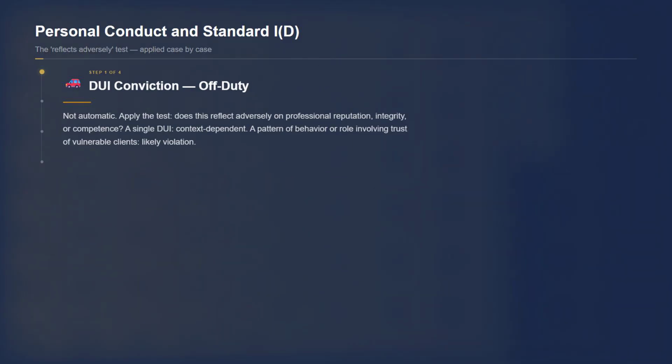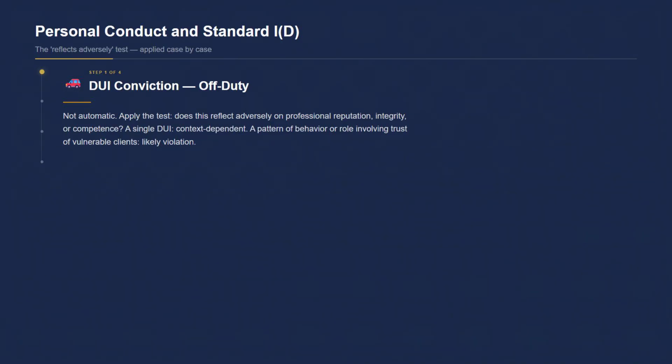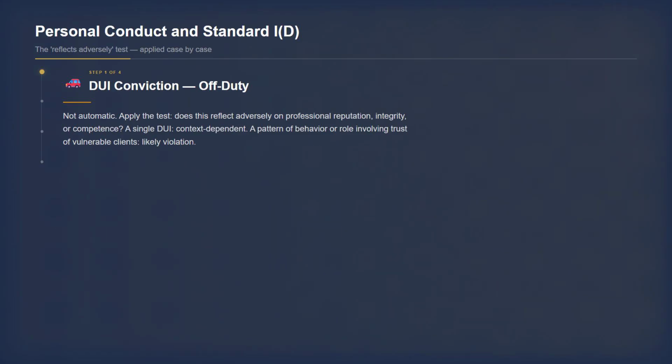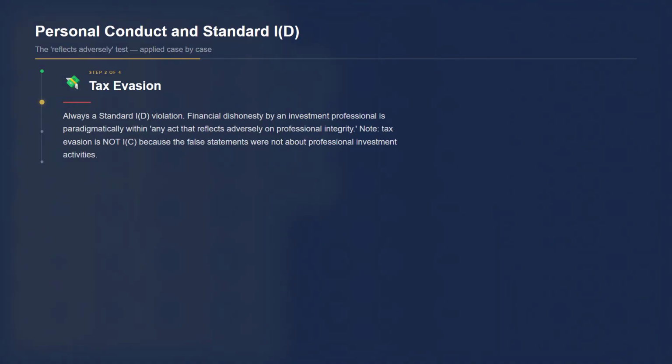Personal conduct and Standard I(D). Here is where most candidates get trapped. They believe professional ethics stops at the office door. Standard I(D) does not. The phrase, any act that reflects adversely on professional reputation, integrity, or competence, is the key.